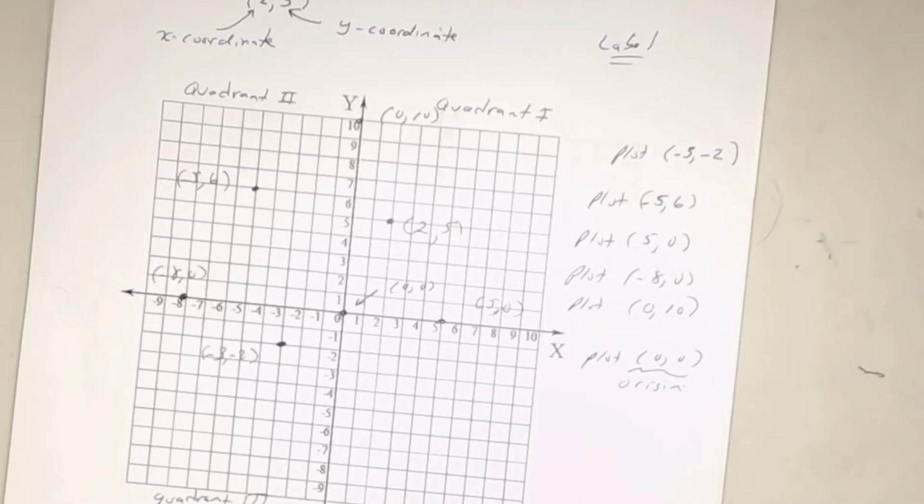So a point will lie either in a quadrant or on an axis.